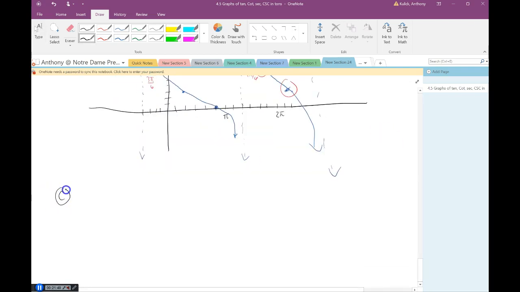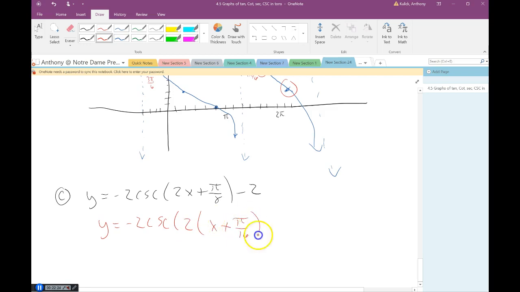Can somebody read for me the equation to C? Okay. So, again, the first thing I want to do is determine my A, B, H, and K. But to do that, I'm going to start by writing this first in standard form. So I'm going to factor that 2 out. Everybody happy with how I got to here?